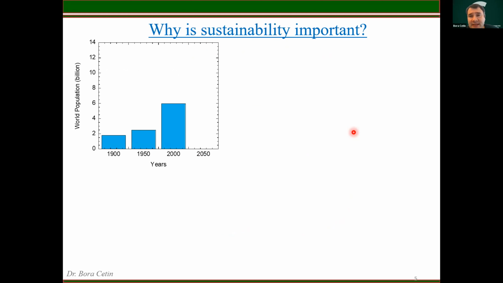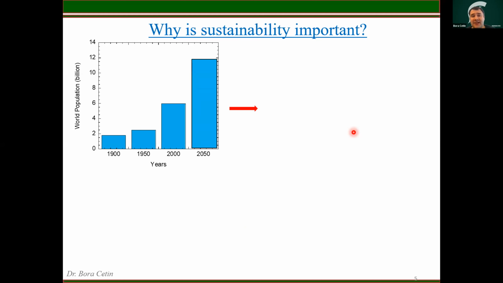And why was this the motivation? Why is sustainability important? The earth that we live on has limited resources, and the needs of the people are unlimited. This plot shows the increase in the world population. At the beginning of the 20th century, the world population was only 2 billion. By 2000, it had tripled, to 6 billion. And it's projected to be between 10 and 12 billion by 2050.